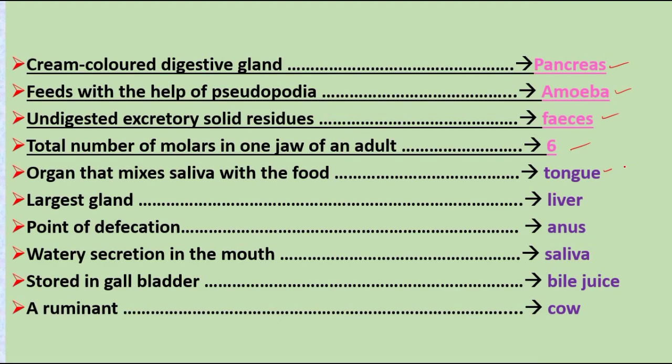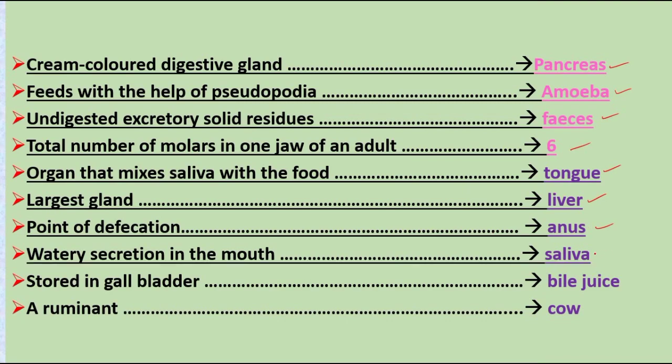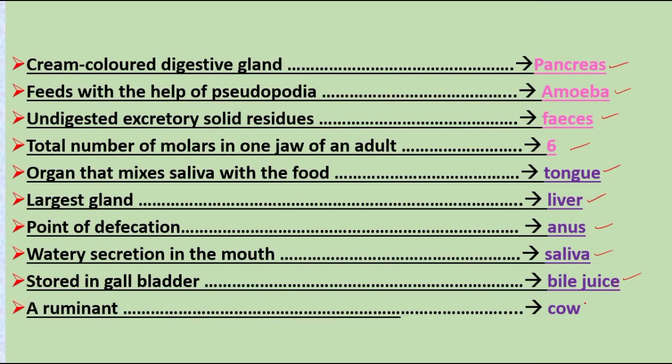Organ that mixes saliva with the food is tongue. The largest gland in the human body is liver. The point of defecation in the human body is called anus. Watery secretion in the mouth is called saliva. Bile juice is stored in the gallbladder. Cow is an example of a ruminant.